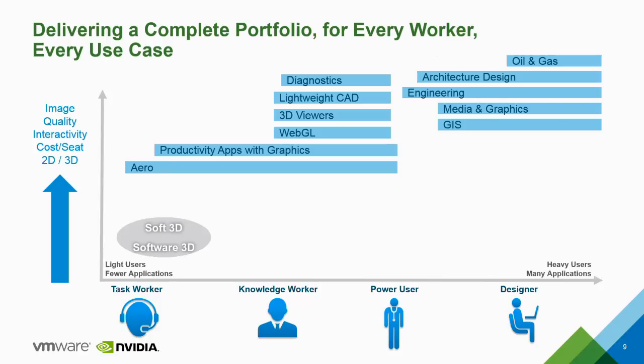So if we look at what we first did, we released Soft 3D, the ability to deliver 3D graphics, Windows Aero, to even task workers, because it was becoming more important to deliver a basic form of 3D even for the most entry-level users. And we did that with View 5 back in 2012. We later added VSGA, which is the ability to take advantage of an NVIDIA graphics card, but extend the virtual graphics stack of VMware Soft 3D to be able to use it with hardware backing to give you better performance and really help you with things like Office applications, WebGL, really basic solutions.